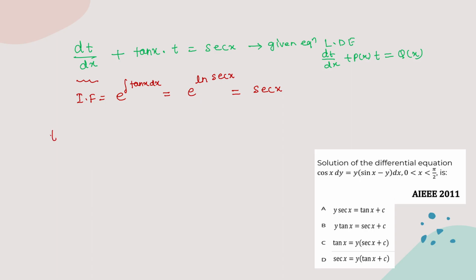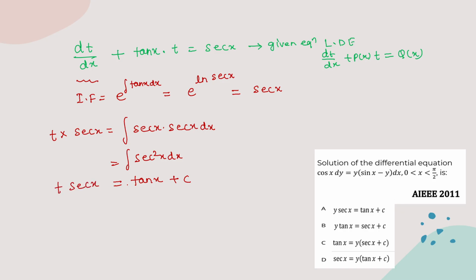So the solution will become t into the integrating factor, that is sec x, is equal to the integration of sec x, that is the q of x function, into the integrating factor, that is again sec x, into dx. And you know that this is sec square x dx, and the integration of sec square x gives you nothing but tan x plus c. So t into sec x is equal to tan x plus c, and let's put the value of t also.